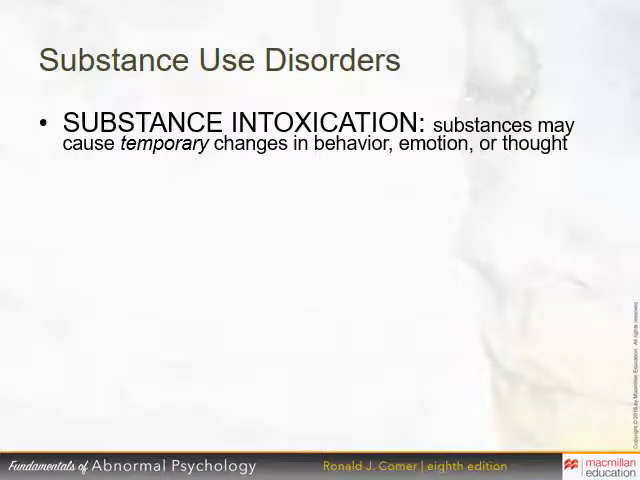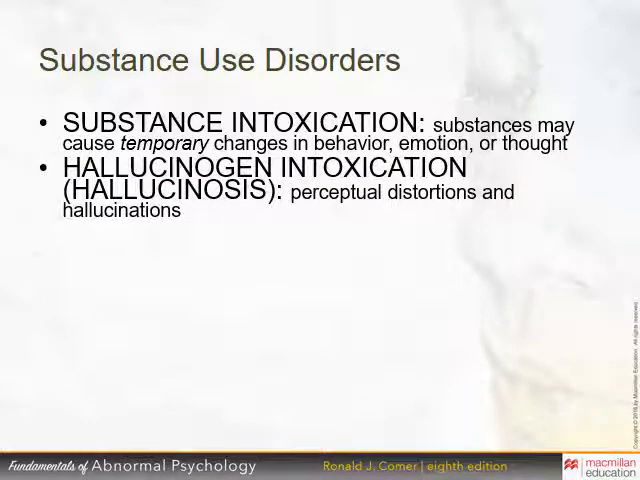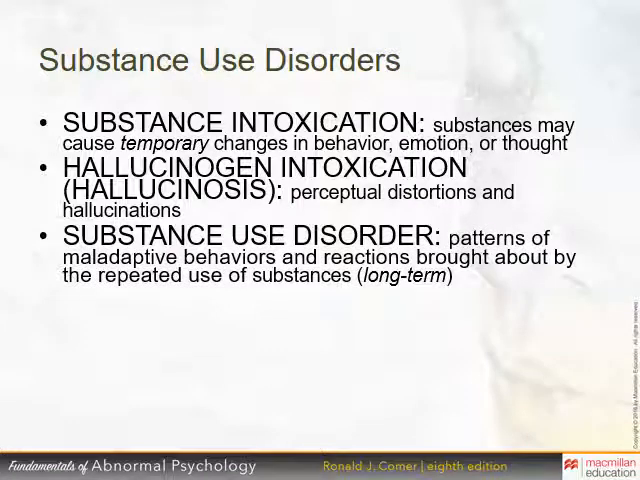So, substance intoxication is when a substance causes temporary changes in behavior, emotion, or thought. Hallucinogen intoxication is a perceptual distortion or hallucination that is the result of using a substance. Substance use disorder is a pattern of maladaptive behaviors and reactions that are brought about by the repeated use of substances. So there can be any one of or all three of these things in place.